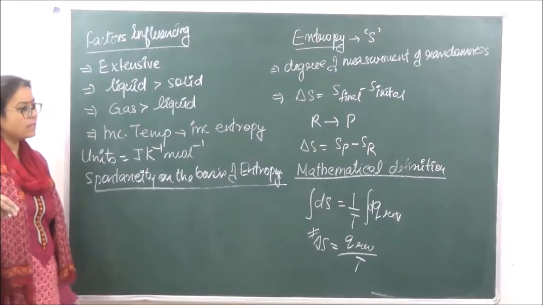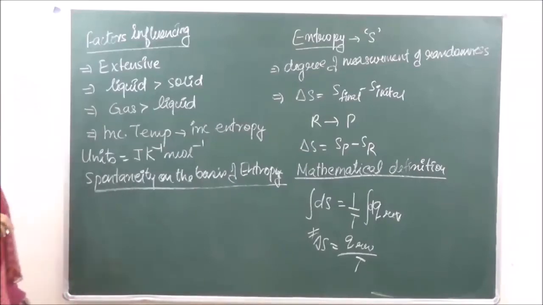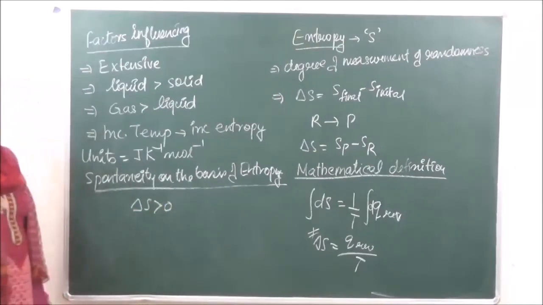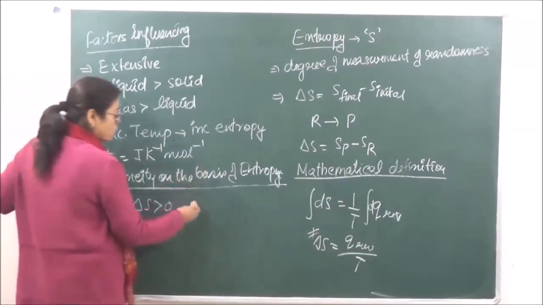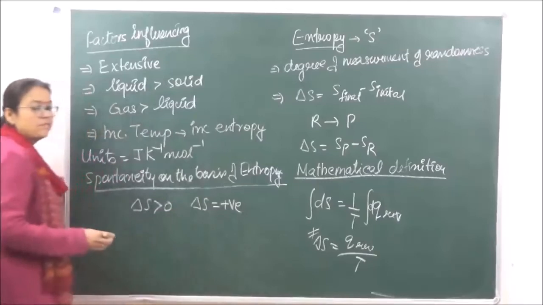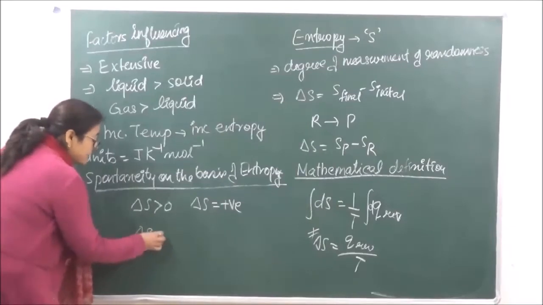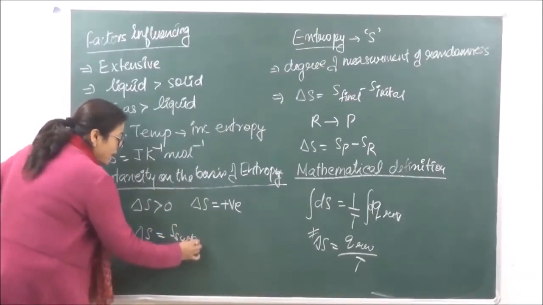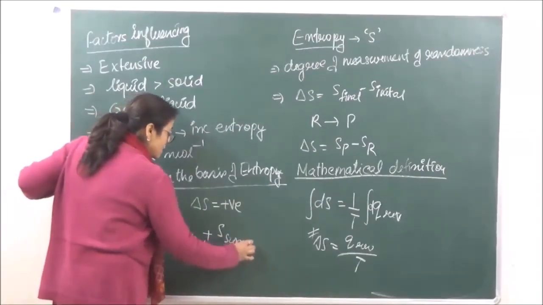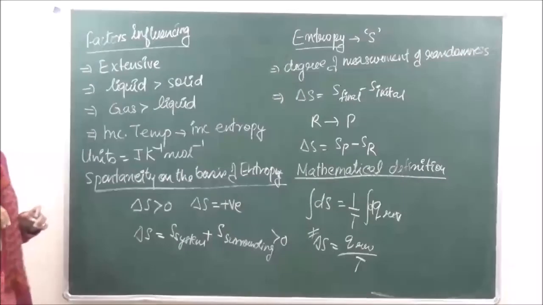Therefore, entropy will also increase. In a similar manner, for a spontaneous system, the value of change in entropy should always be greater than 0. Or in other words, for spontaneity of a reaction, delta S should always have a positive value. We can also say that delta S is equal to the entropy of system plus entropy of surroundings, which is going to be greater than 0.